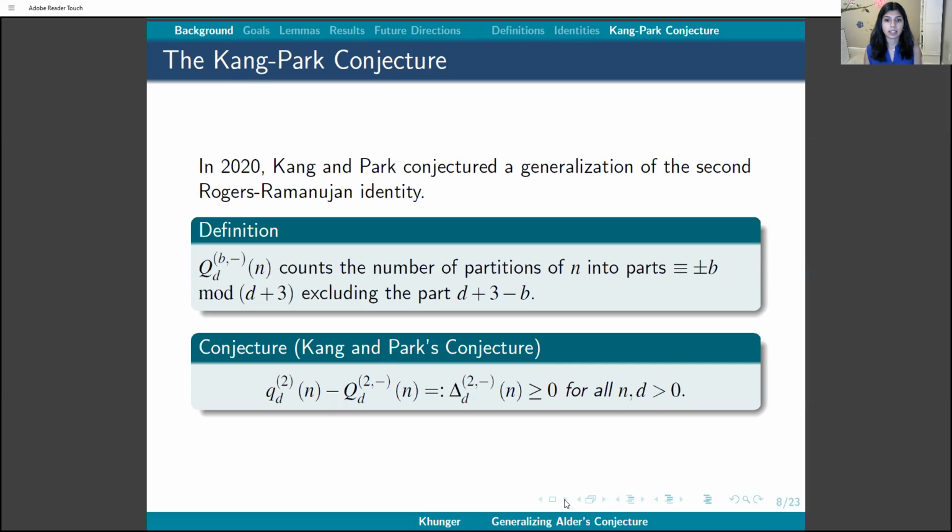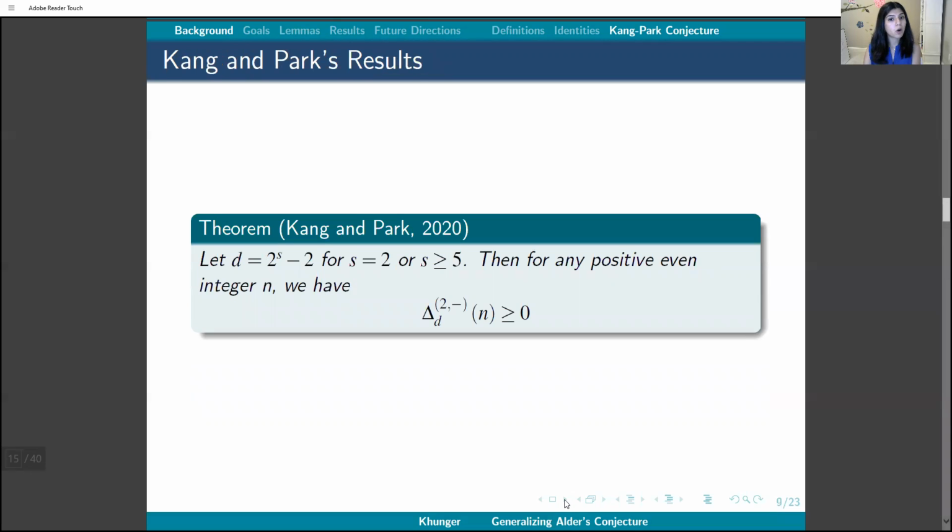They conjectured that for this new delta function, delta sub d 2 dash, which is now the difference between little q d 2 of n and big Q sub d 2 dash of n, this was always non-negative for all n and d. They partially proved their conjecture, namely for d of the form 2 to a power minus 2, and for even integers n. They showed that their conjecture was in fact true.